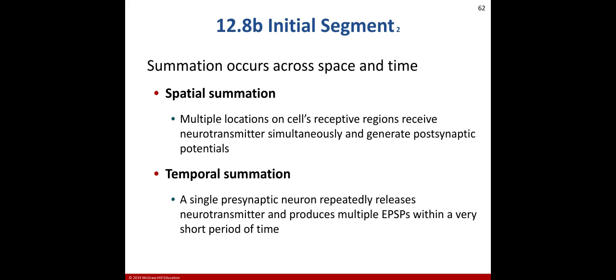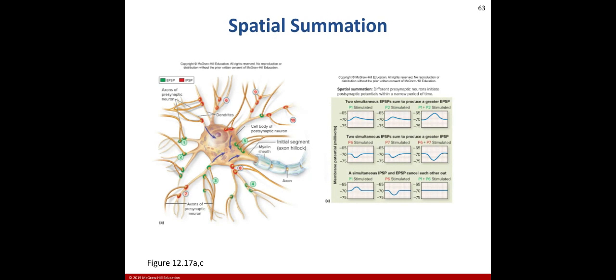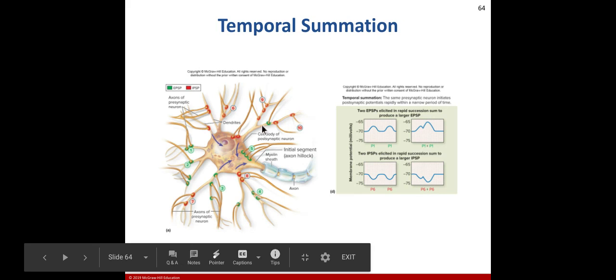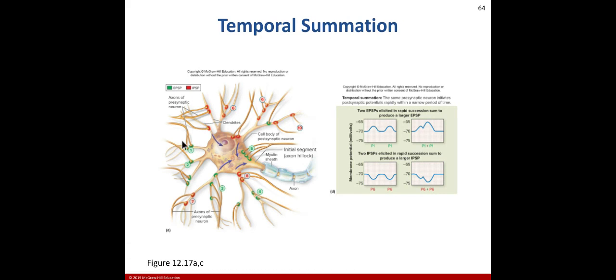Spatial summation is when multiple locations on a cell's receptors are getting neurotransmitters simultaneously. Temporal summation is when a single presynaptic neuron repeatedly releases that transmitter and makes the EPSPs. So here's what it looks like spatially. Lots of EPSPs and IPSPs are happening at this one cell body. Temporally, it still looks like this in the picture, but you've got one spot that's constantly sending this. It's almost like shaking a person awake, being like, hey, get up. One specific spot is like, hey, this is happening. And that is going to excite a response if we reach the threshold.